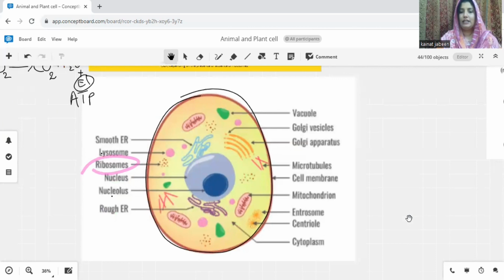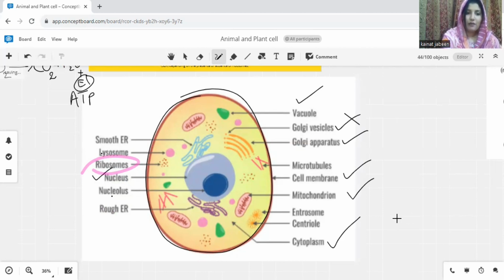Here you can see the diagram again. There are a lot of other organelles that are present, but we are not going to cover those. We did the vacuole, Golgi apparatus, not Golgi vesicles, cell membrane, mitochondria, cytoplasm, nucleus, rough endoplasmic reticulum. We also talked about the ribosomes. Ribosomes, you can say, are a factory where protein synthesis occurs, and smooth endoplasmic reticulum. So these are the organelles about which we talked.